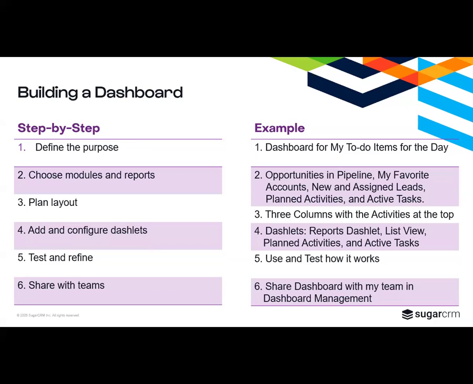It just means the ones that I'm working on the most. New and assigned leads, planned activities, and active task. That's this and this. These are the things I've got to work on. Okay. I'm going to lay them out in 3 columns across and have probably about two or 3 rows.